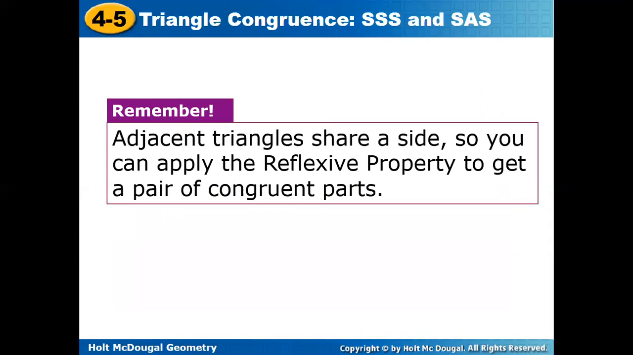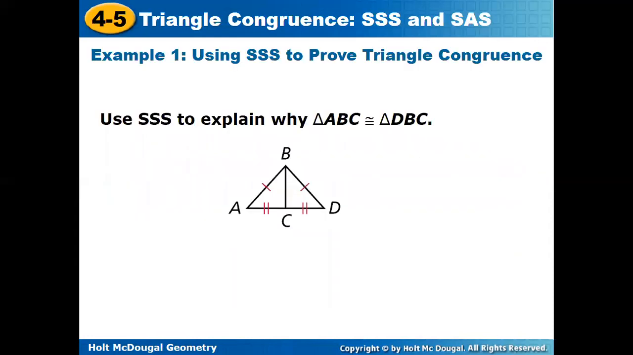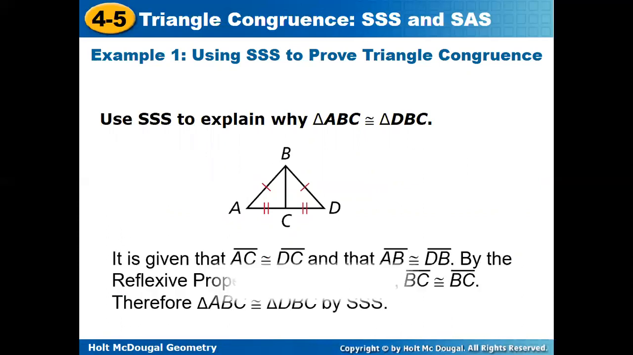Remember, adjacent triangles share a side, so you can apply the reflexive property to get a pair of congruent parts. Example 1. Use SSS to explain why triangle ABC is congruent to triangle DBC. Firstly, it's given that BA is congruent to BD. Also, AC is congruent to DC. And BC and CB are congruent. Why? Because of the reflexive property of congruency.